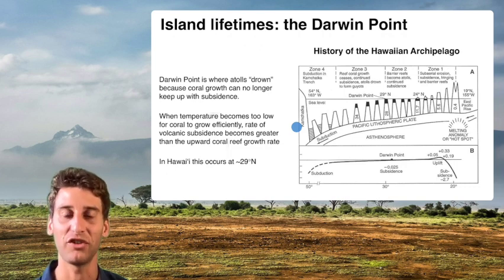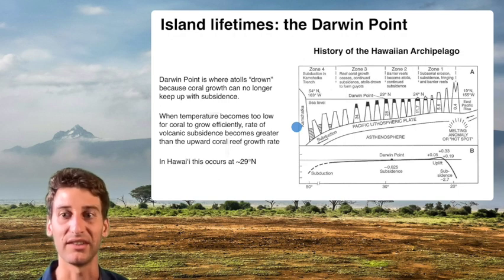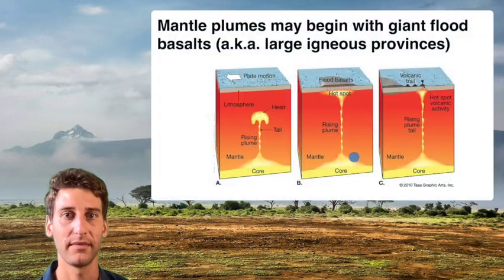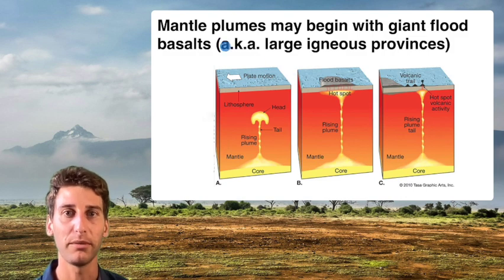If it stays within the tropics for a long time, there's no limit in theory to how long these corals can be sustained, unless things like climate change affect this. So that's how these island chains end. How do they start? Well, this mantle plume theory has been expanded to account for observations of what's called large igneous provinces or flood basalts.